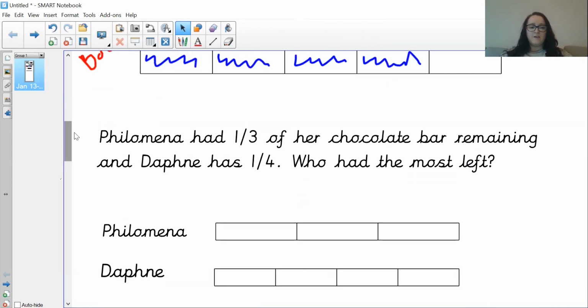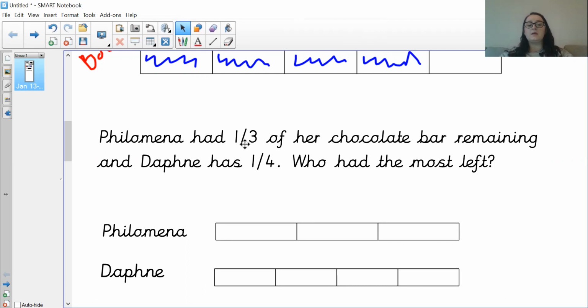It says, Philomena had 1/3 of a chocolate bar remaining and Daphne had 1/4. Who had the most left? This is where it can get a little bit confusing. I've got my whole here for Philomena and I've cut it up into thirds, just as the question states. But Daphne's chocolate bar is cut up into quarters. There's 4 parts to my whole. I've done it exactly the same length because the chocolate bar was the same, but Philomena's is cut up into thirds and Daphne's is cut up into quarters. So we should be able to answer the question here.